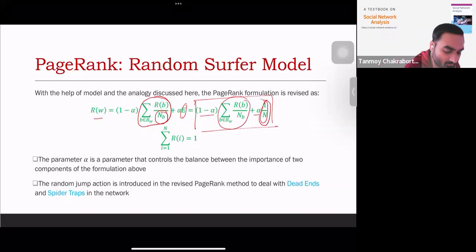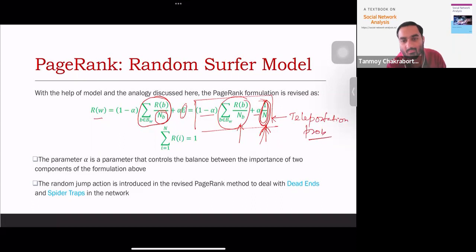You may want to give more weightage to this, so automatically the weightage of this component will be reduced. Or you may want to give more weightage to that one, and this will be reduced, right? This component 1 by n is called the teleportation probability.